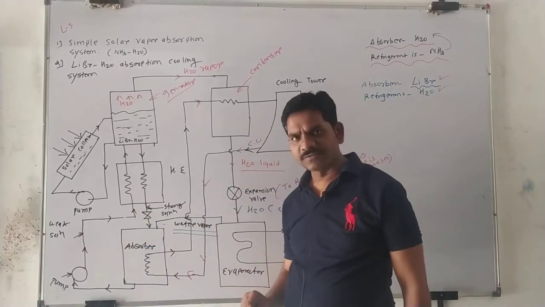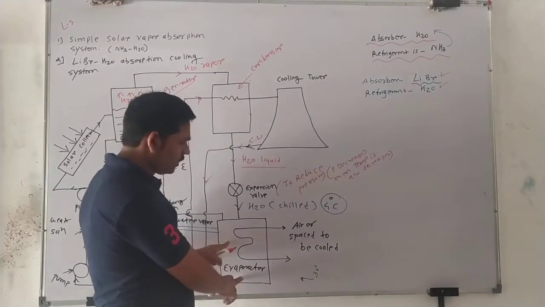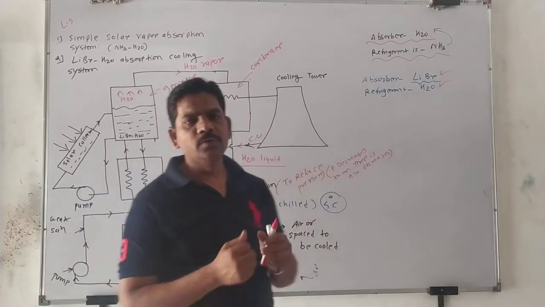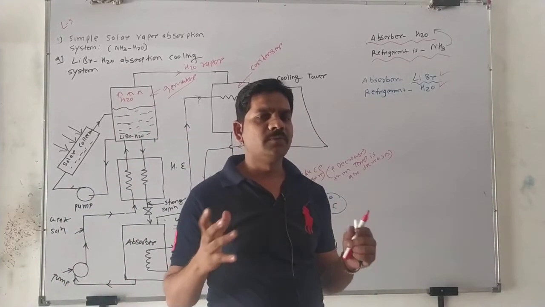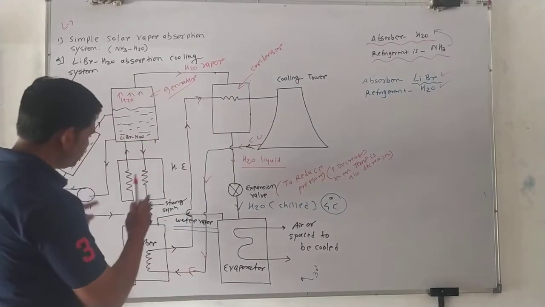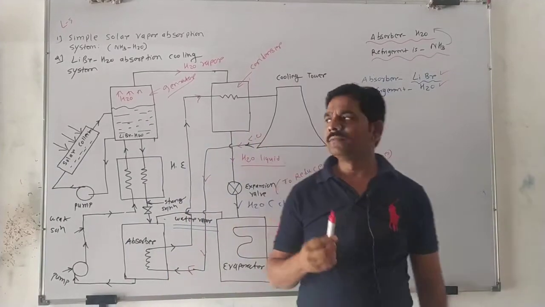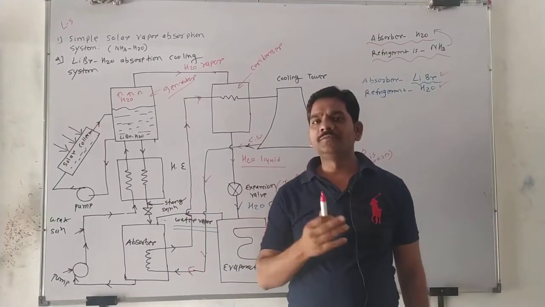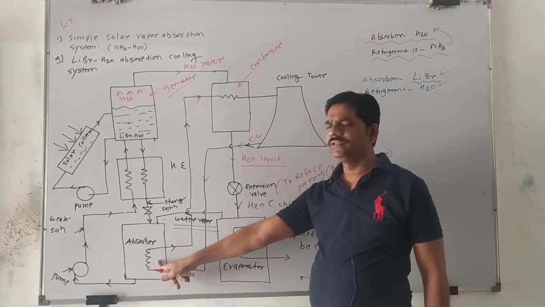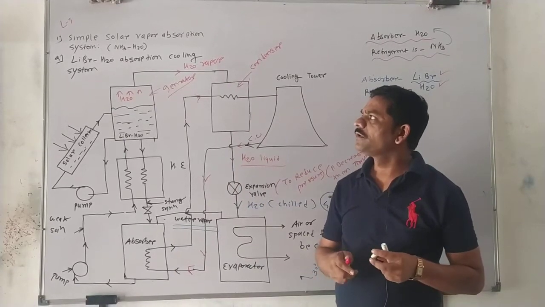Yes or no? Yes. So where is the most important point? The most important point focuses on the evaporator. The evaporator has the role of removing a large amount of heat from the space and maintaining its low temperature. Okay, so this is the simple explanation of the lithium bromide vapor absorption system. Where is the vapor absorbed? The vapor is absorbed in the absorber. That's why it is called the vapor absorption system.